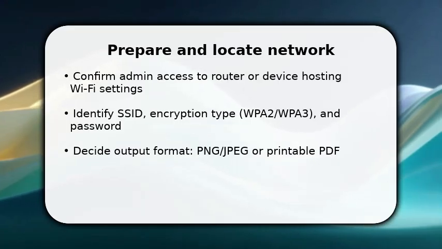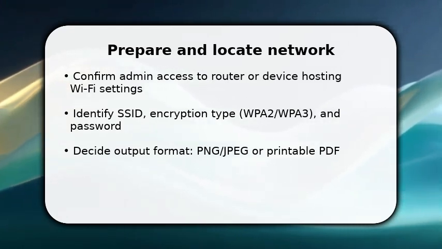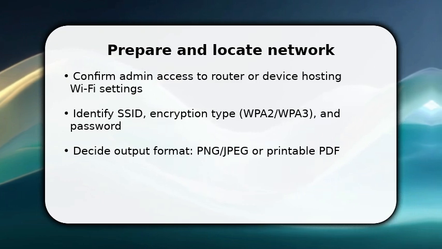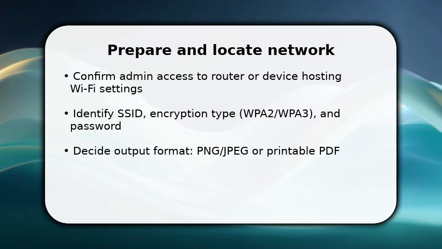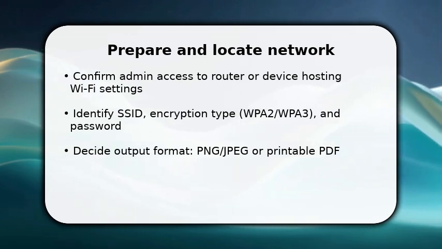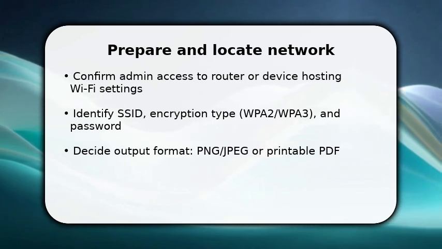You start by confirming you have admin rights to the router or the device that stores the Wi-Fi credentials. Without access, you can't extract the QR. Next, locate the SSID, encryption type such as WPA2 or WPA3, and the exact network password. Copy it exactly because case matters.